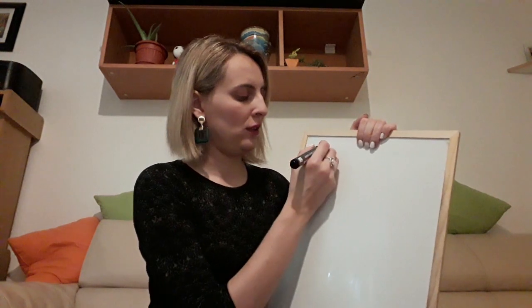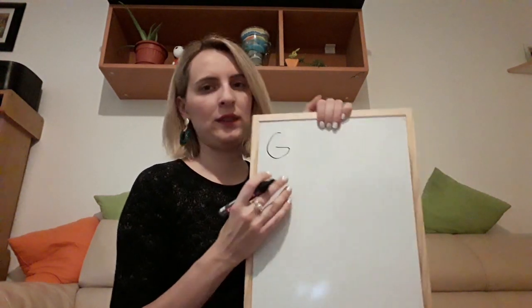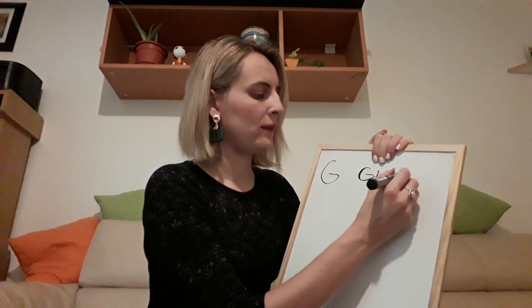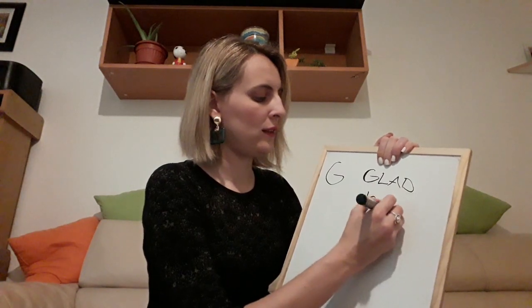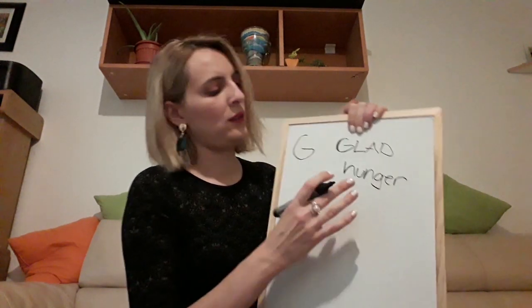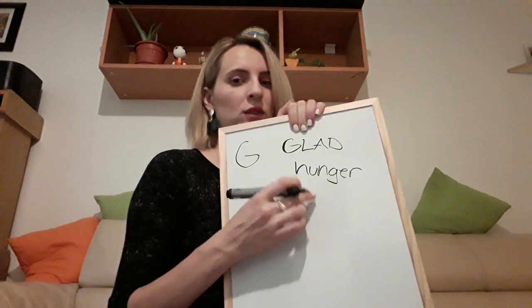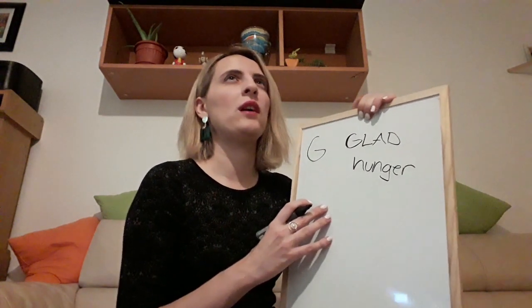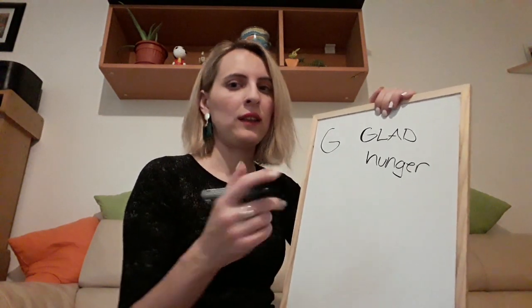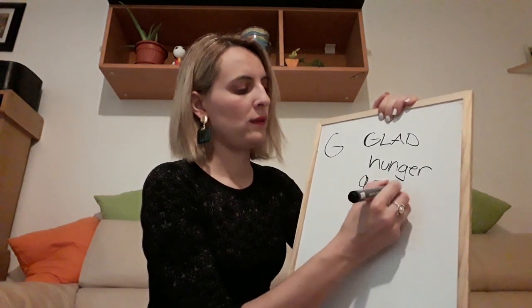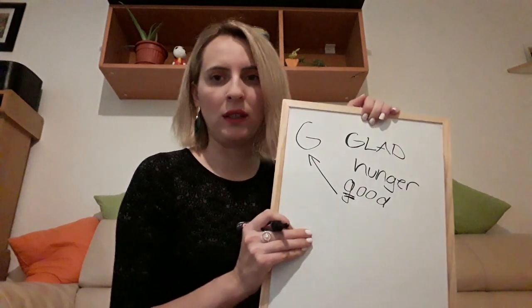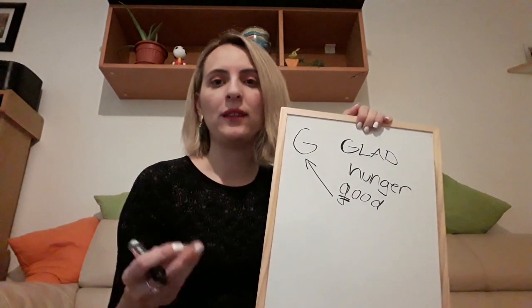So this is a G. This is G. So glad is hunger. So it is a useful word. Hunger is glad. And G is pronounced, for example, like in the English word good. So this G is actually this G. So G, good, glad. Okay, so that was all for today's lesson.